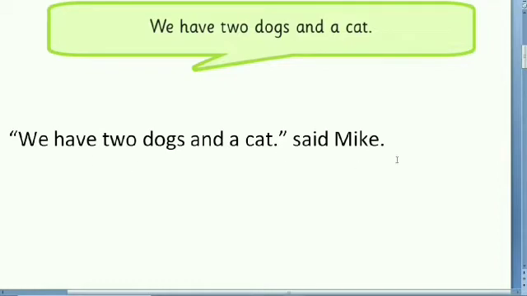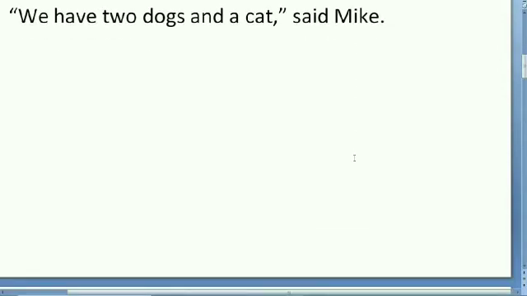Okay, but now we have a problem. Let's make it harder. You cannot have 2 full stops. So go back, remove the full stop, and you put a comma. Good. Now it looks better. We have 2 dogs and a cat. We have 2 dogs and a cat, said Mike. Done. Move on.